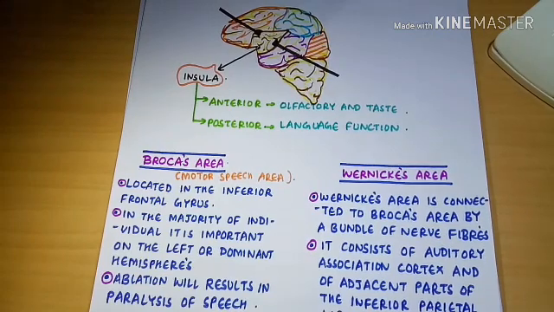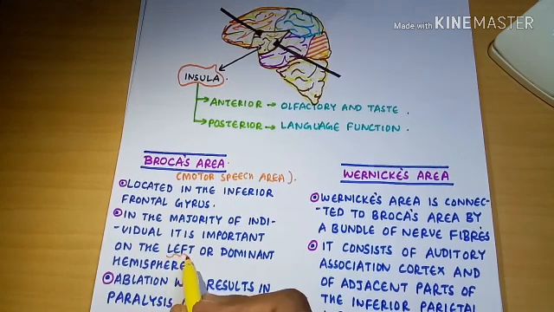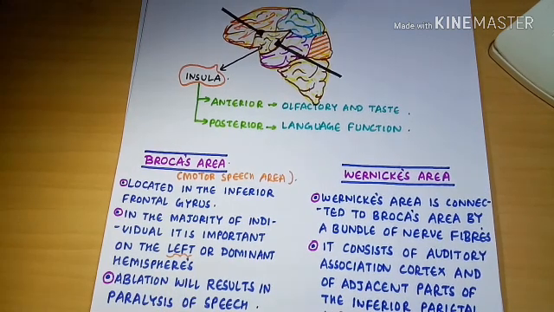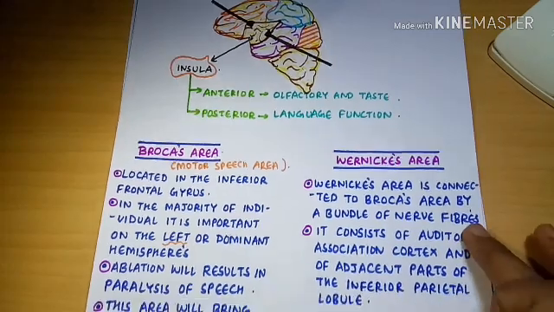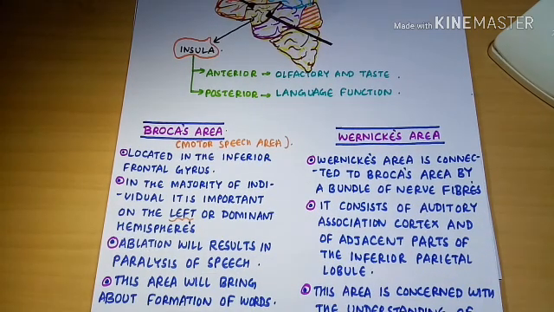So Broca's area is present in the frontal lobe, and it is also called the motor speech area. It is located in the inferior frontal gyrus, and in the majority of individuals it is present in the left or dominant hemisphere. If somehow Broca's area gets destroyed or ablated, it will result in paralysis of speech.